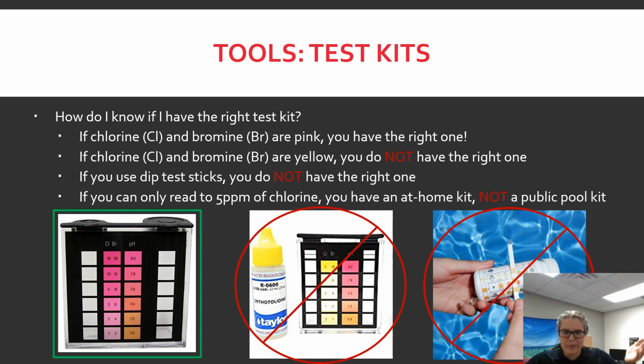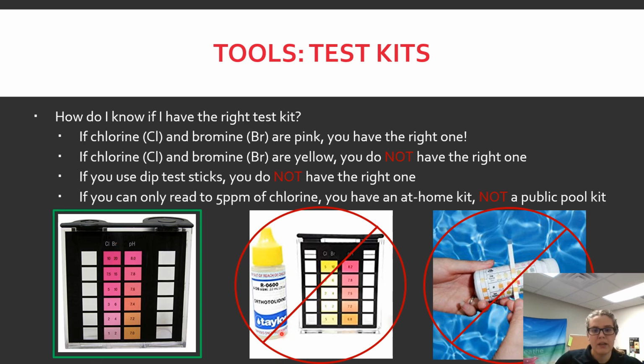How do I know if I have the right one? Okay, first off, this is the right one. Okay, Cl is chlorine, Br is bromine. You are wanting it to read at 10 parts per million, but you're also wanting it to be pink.